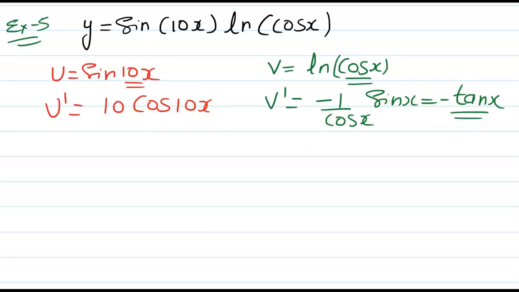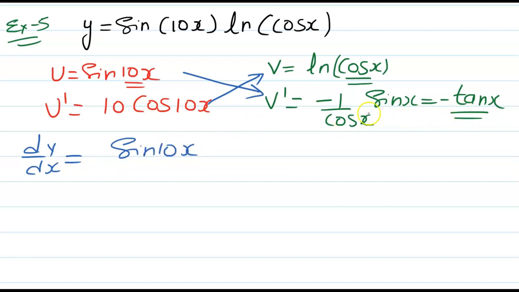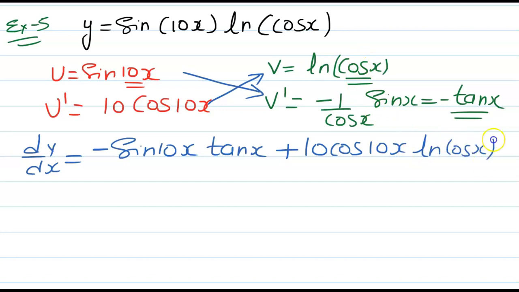Okay, now time has come to apply the formula for the product rule: uv dash and vu dash. So we are writing here dy over dx. uv dash, that is sine 10x times minus 10x... so minus, I am writing forward here, minus 10x, then plus 10 cos 10x with ln cos x. Okay, so this will be your answer, right?